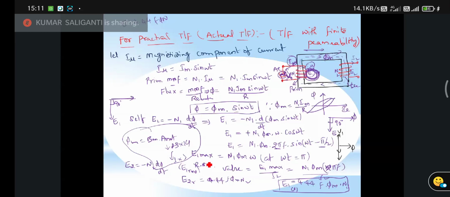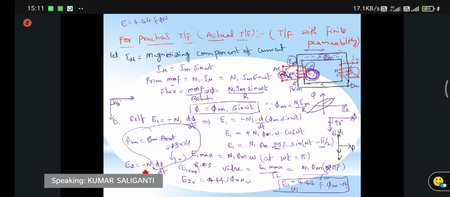You can see for the secondary side also, the mutual induced EMF, the E2, is induced here. The E2 equals minus N2 d phi by dt, according to the principle of operation. So, as you know, the phi equals the same thing here: N2 of phi m sin omega t.